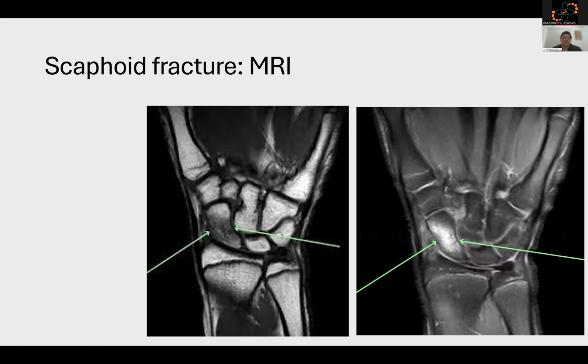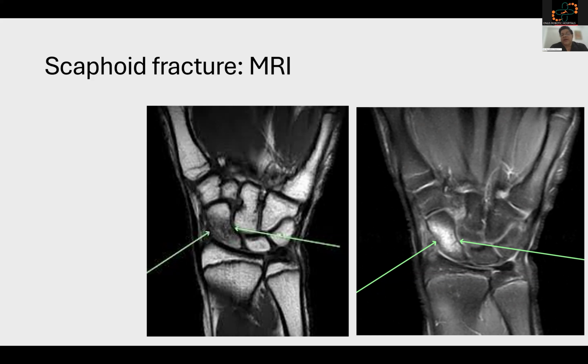MRI is not of much use in acute scaphoid trauma because you might miss the breach in the cortex because of the surrounding hyperintensity. There will always be a bleed in the surrounding soft tissue and capsule which might overlap the cortical margins, and then you might miss the fracture. So MRI is not useful for fractures, but it is useful in diagnosing ligamentous injuries.